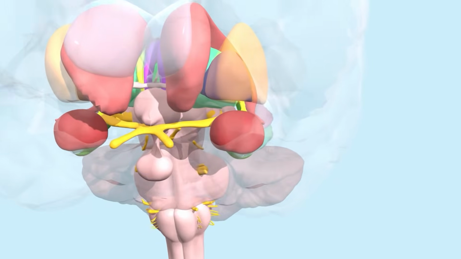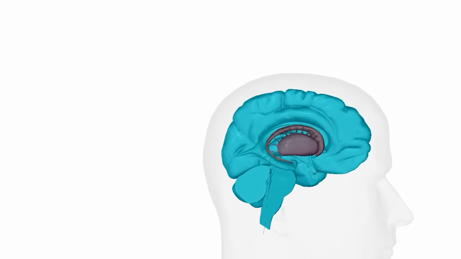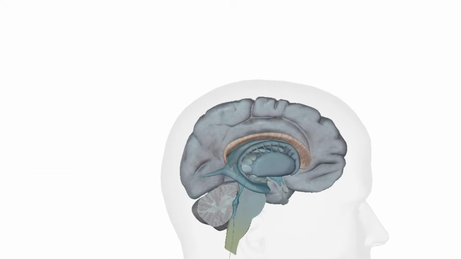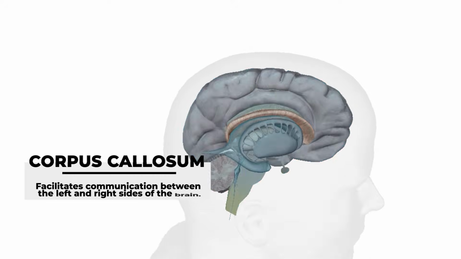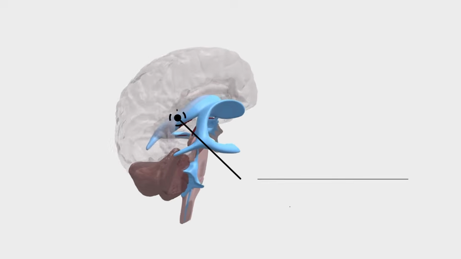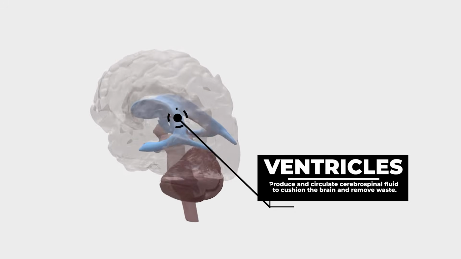Pituitary gland: releases hormones that regulate several physiological processes, including growth and metabolism. Basal ganglia: a group of nuclei that play key roles in movement regulation, habit formation, and certain aspects of cognition and emotion. Corpus callosum: facilitates communication between the left and right sides of the brain. Ventricles: produce and circulate cerebrospinal fluid to cushion the brain and remove waste.